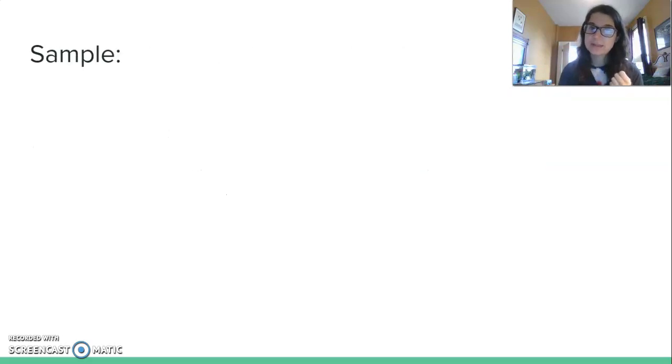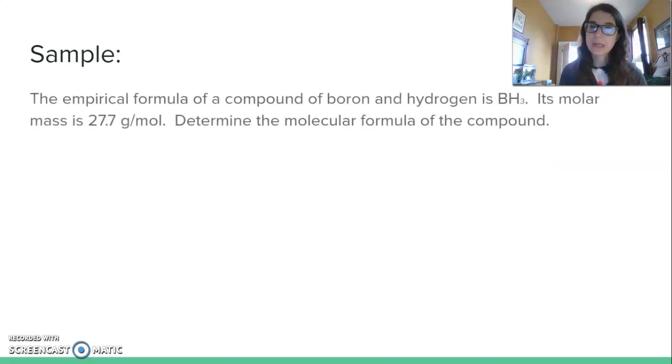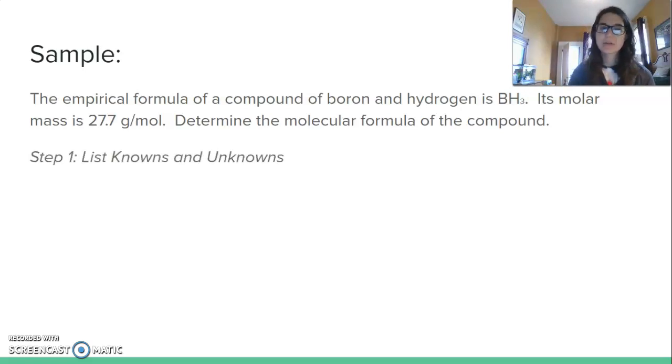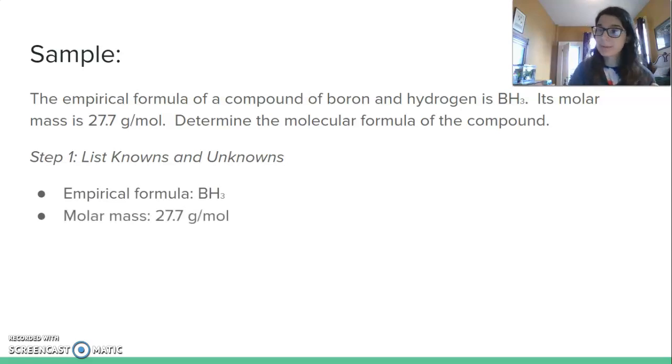Let's go ahead and consider an example. We have a compound made of boron and hydrogen with an empirical formula of BH3. Its molar mass is 27.7 grams per mole. Determine the molecular formula of the compound. First we want to list what we know and what we're trying to find. We know that the empirical formula is BH3. We know the molar mass of the compound is 27.7 grams per mole.